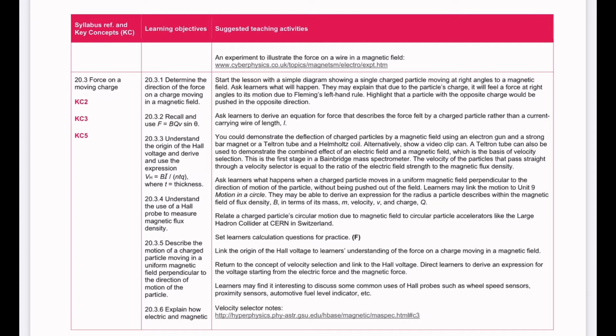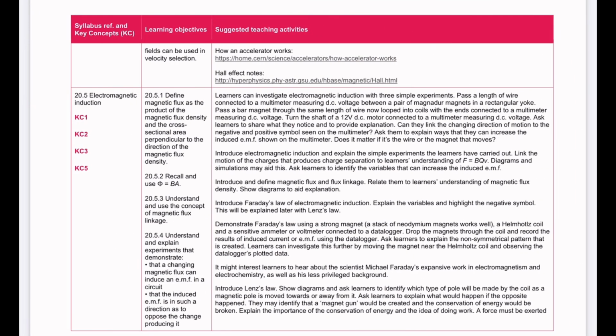20.3.4. Understand the use of a Hall probe to measure magnetic flux density. 20.3.5. Describe the motion of a charged particle moving in a uniform magnetic field perpendicular to the direction of motion of the particle. 20.3.6. Explain how electric and magnetic fields can be used in velocity selection.